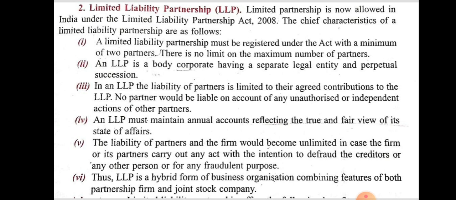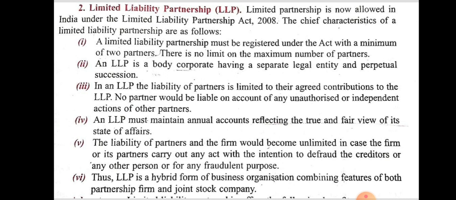No partner would be liable on account of any unauthorized or independent actions of other partners. So if there is any unauthorized action that has been taken by the other partner, like B has done something unauthorized, A will not be responsible for that. Number 4, an LLP must maintain annual accounts reflecting the true and fair view of its state of affairs. So LLPs have to maintain the accounts and present this true picture to the government whenever there is an audit.